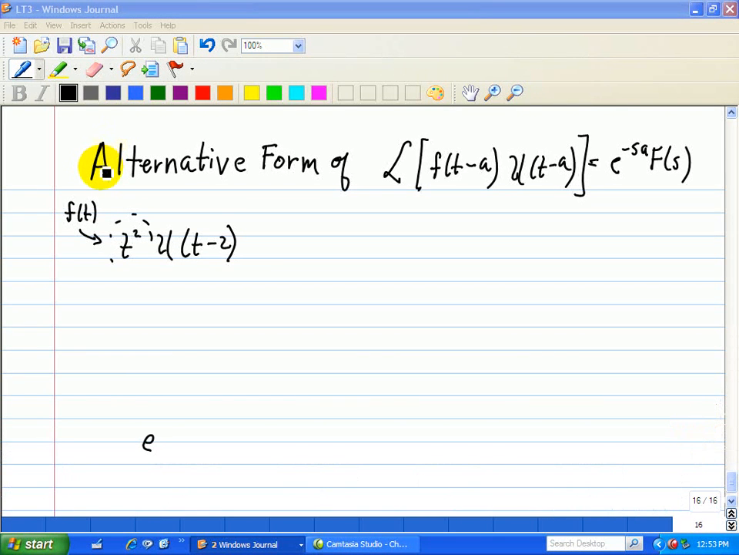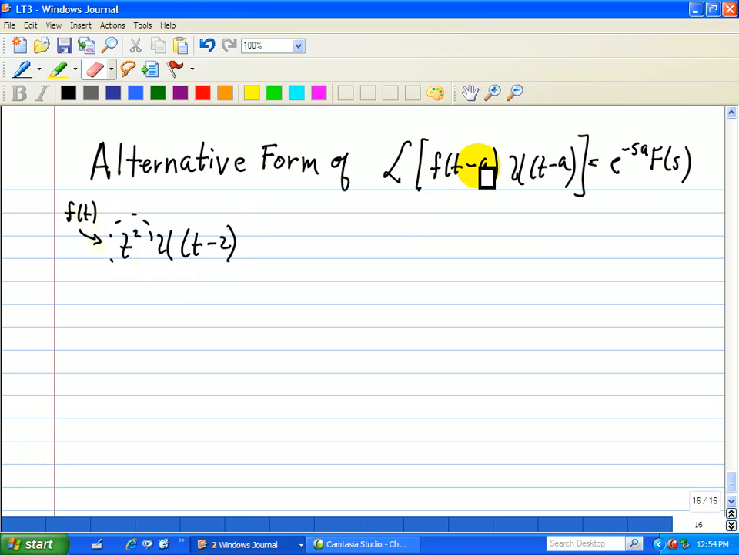Before I provide an alternate form of this Laplace transform of a delayed function multiplied by a delayed step function, which is equal to e to the minus sa times F of s, let me motivate it with this example, where we have a function f of t given as t squared multiplied by this delayed step of 2. Well, we need to put this t squared, which is our f of t, into f of t minus a.